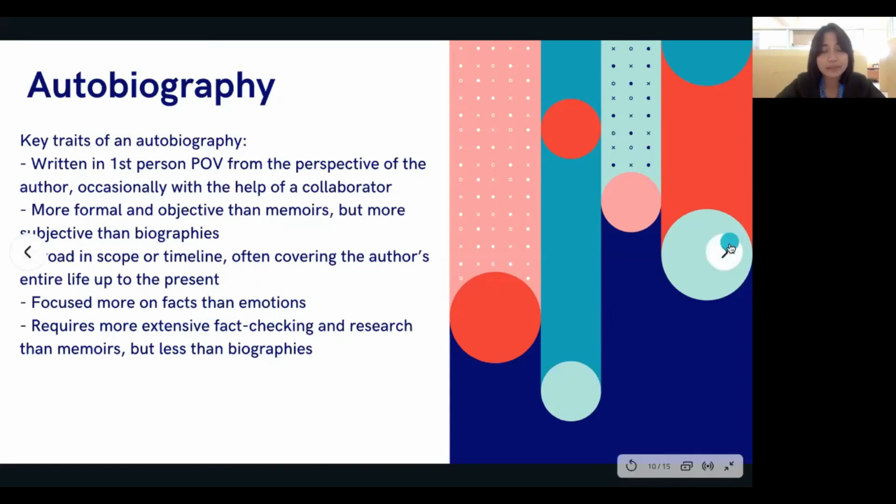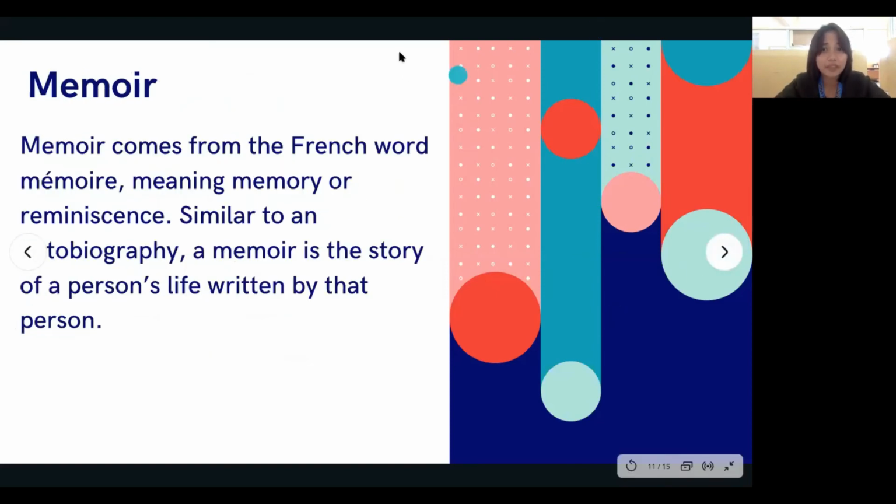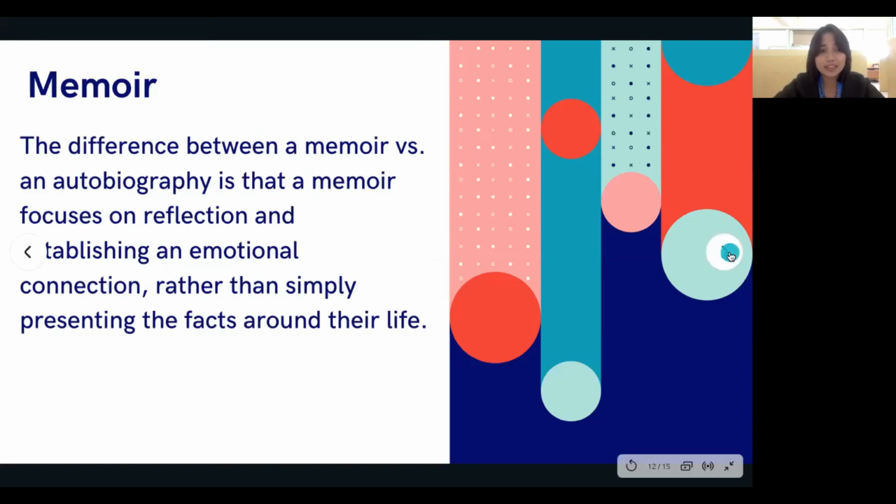Ano ba yung memoir? Ano pinagkaiba nito dun sa dalawa? Okay, so memoir is from the French word, no? So similar to an autobiography, it is a story of a person's life. Story din to ng maybe buhay mo or buhay ng ibang tao, pero ano pinagkaiba nila sa dalawa? Okay? Memoir versus an autobiography.